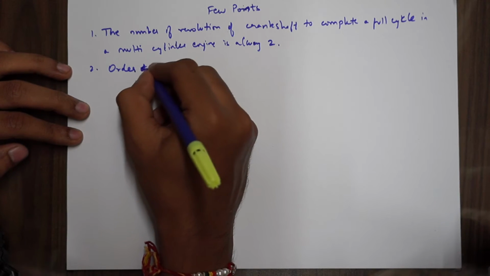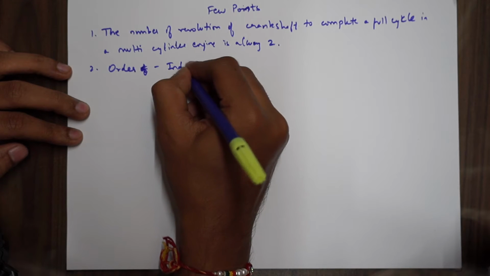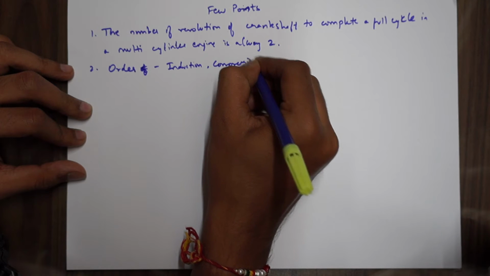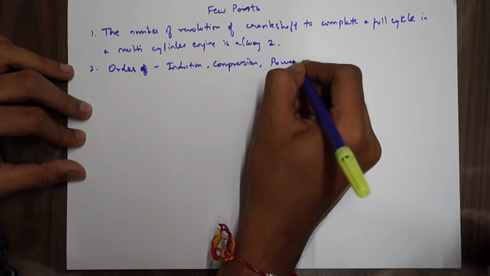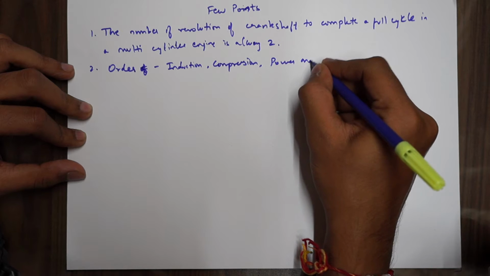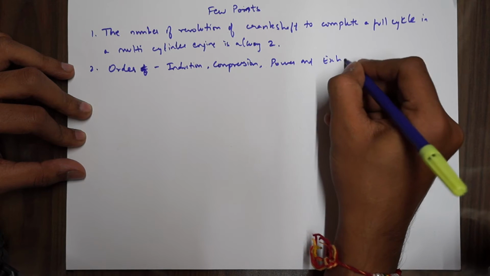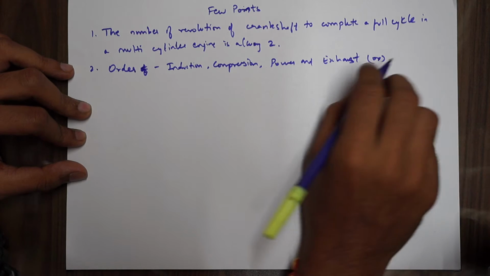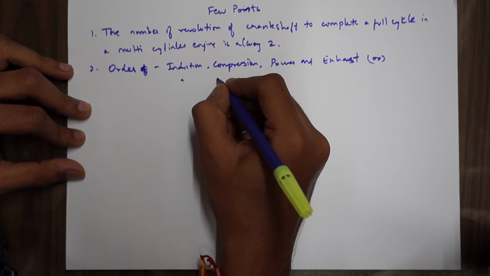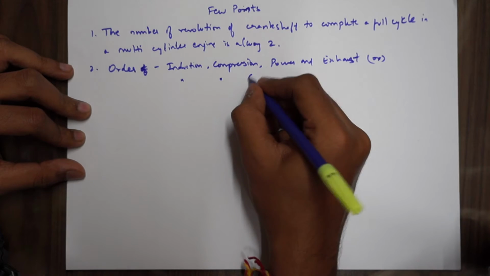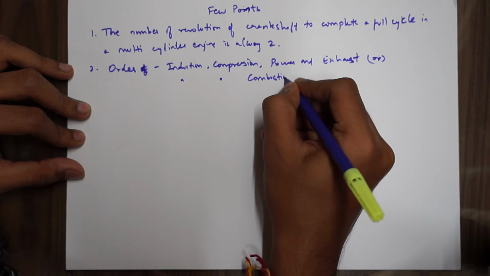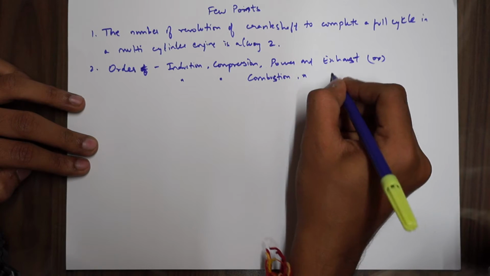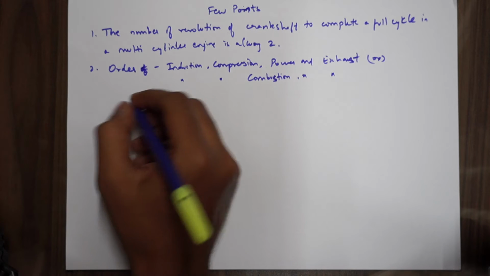Okay, second point, order of the piston engine running. The order is induction, compression, power, and exhaust. Sometimes questions have been turned around and asked as well, so it can also be induction, compression, and there's another one added, combustion, just to add another step or stage, and power and exhaust remain the same.